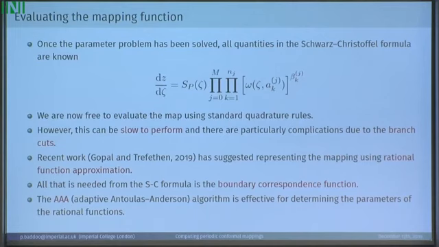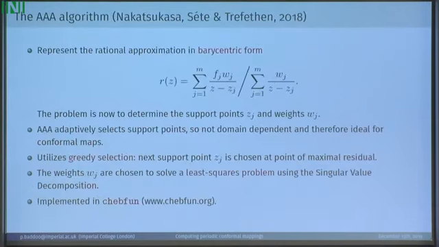So instead of integrating this formula throughout the entire domain, we'll just integrate it on the circular boundary, and then use that boundary correspondence function to represent the conformal mapping throughout the entire domain. And yeah, Abby Gopal and Nick Trefethen published this paper this year, which suggests this idea and implements it in the non-periodic case for simply connected domains. And we use the AAA algorithm to determine the parameters of the rational function.